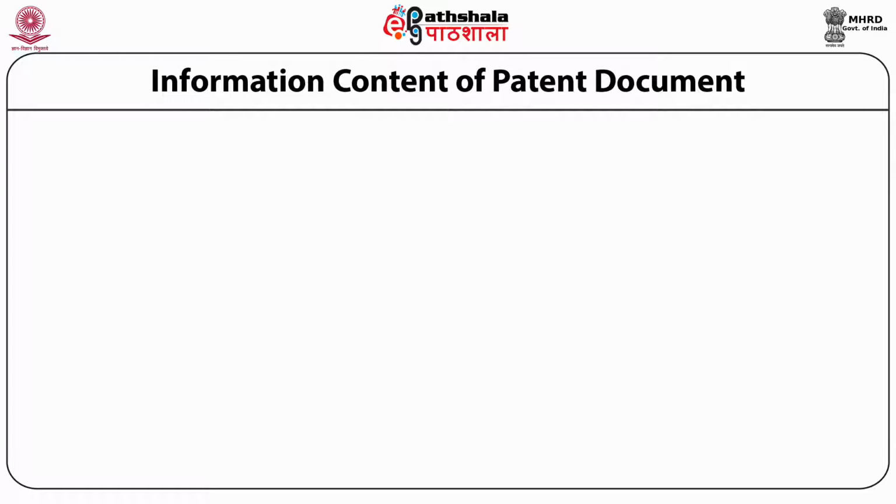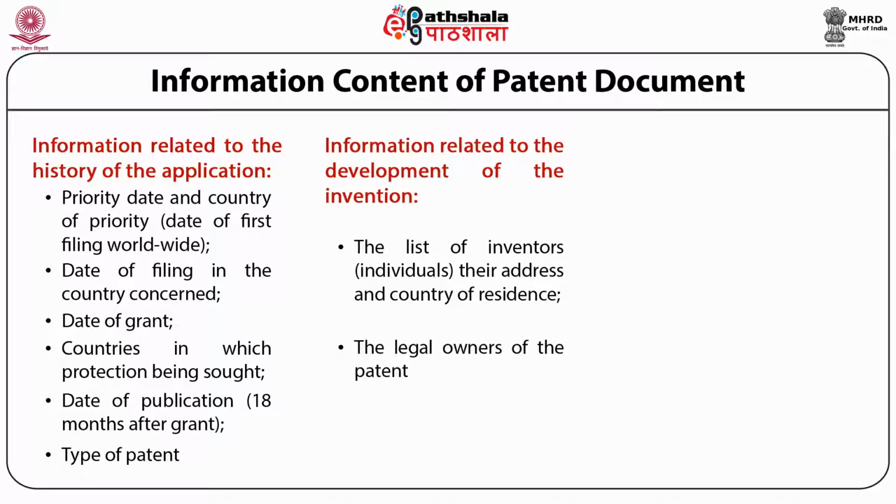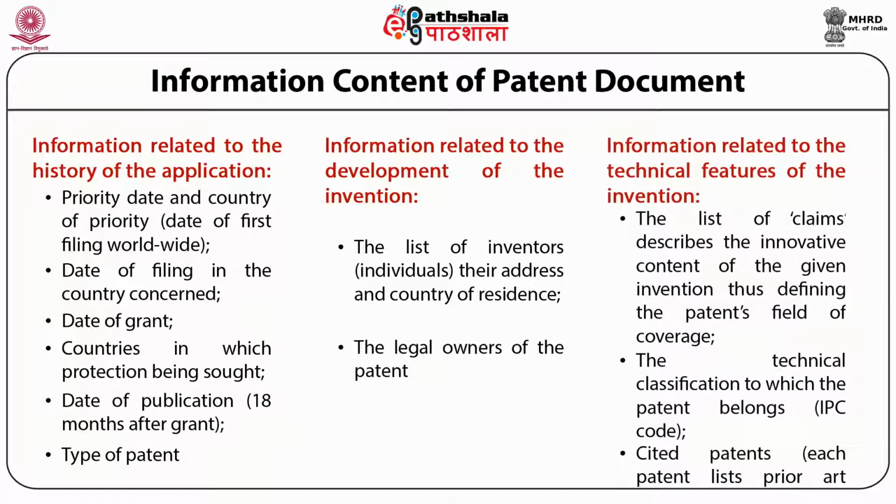This information acts as useful input for understanding and analyzing technology trends and capturing the technological aspect of the patent, and to explore further to look at larger units, their technological strength and their capacity of invention. You see that we have information related to the history of the application, information related to the development of the invention, and information related to the technical features of the invention.